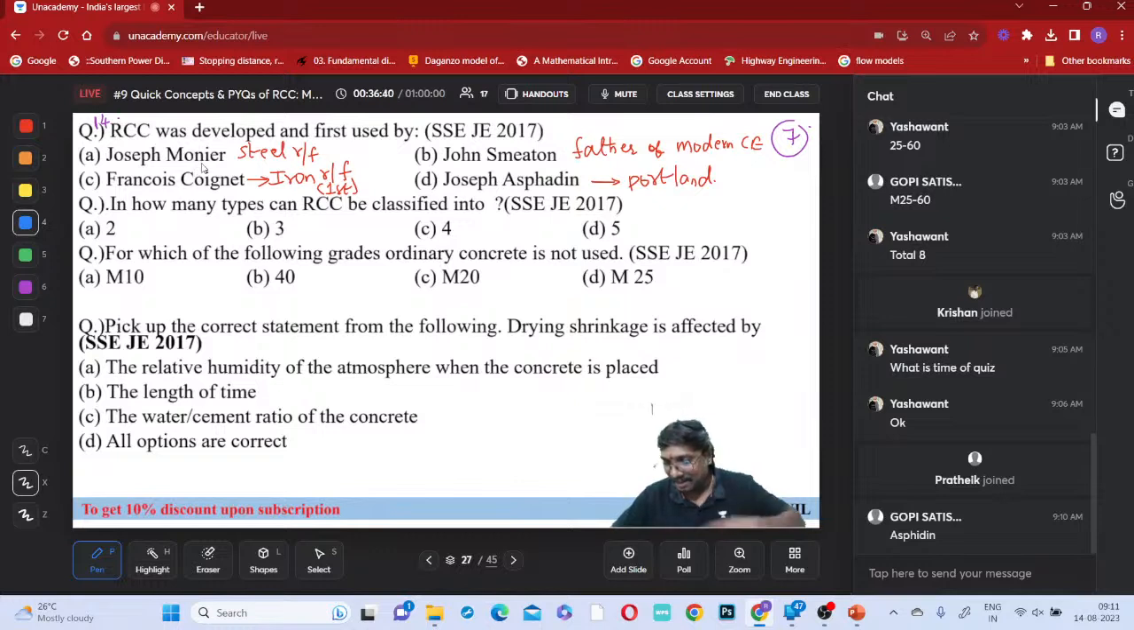Option A and C, among them anything can be the answer, right? Yes, NI, good morning. Anything can be the answer. But which one will be the appropriate answer if you just observe? The first time it was used, right? First used means Francis Coignet will be the correct answer. Francis Coignet will be the correct answer if it is asked about the first time it was used. Is it clear enough? Right, so this is question number 15.